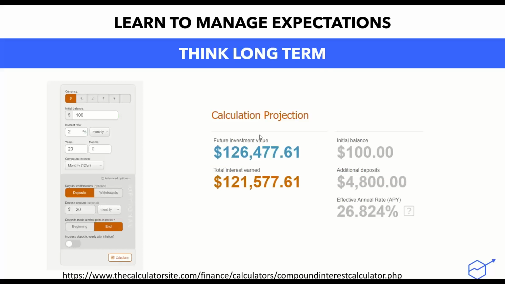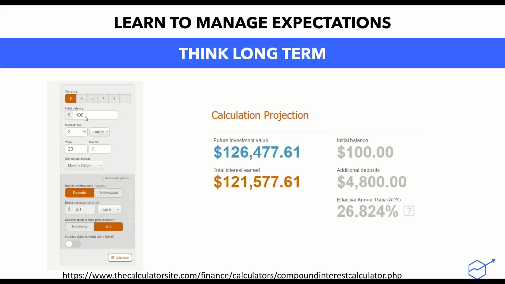So this is one of the things that I like to bring up quite often when doing these, and it is, again, this idea of thinking long term. This is just a simple compound calculator website, and if we go on here and type in our initial balance, I've started off with $100 here, as you can see.